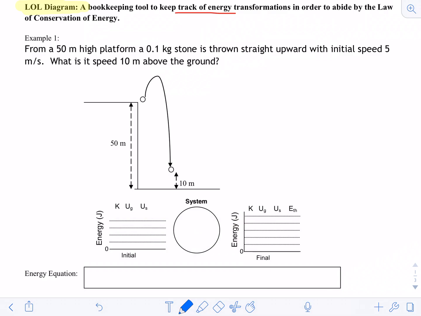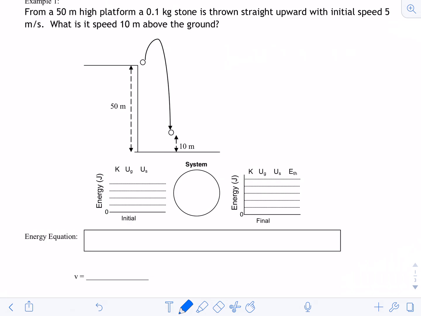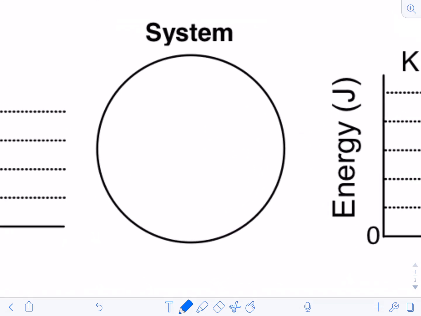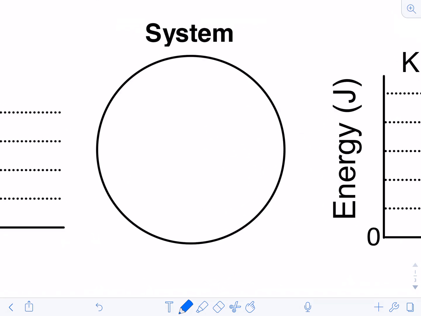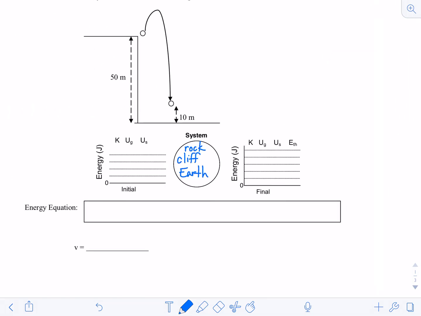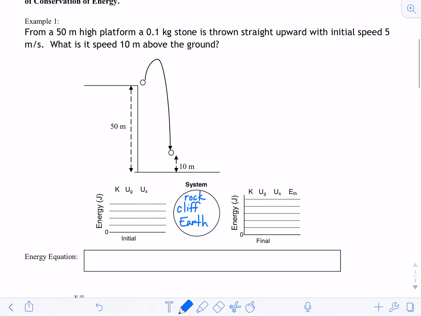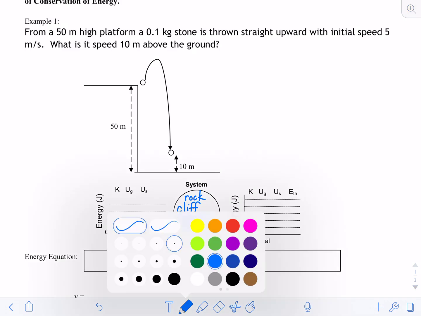So what we're going to do is start by filling in the LOL diagram just to make sure we keep track of everything. And when you start an LOL, you should start by defining your system. So we have to think, what is the stuff in the problem? Well, in the problem, we have a rock, we have a cliff. We have the earth in general. We always want to include the earth. The earth always matters. If we're on the earth, we have to include it. And I think that's about the only things that we have in this system.